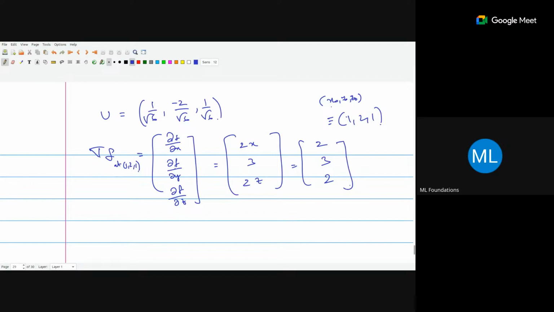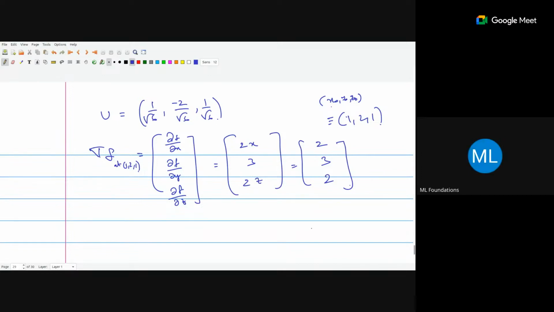So the collection of all those partial derivatives will become a vector, and that is what we call the gradient of a function. Sir, what is the intuition when we say find the gradient at a particular point? For example, the gradient at (1, 2, 1) is (2, 3, 2). So how to understand it?